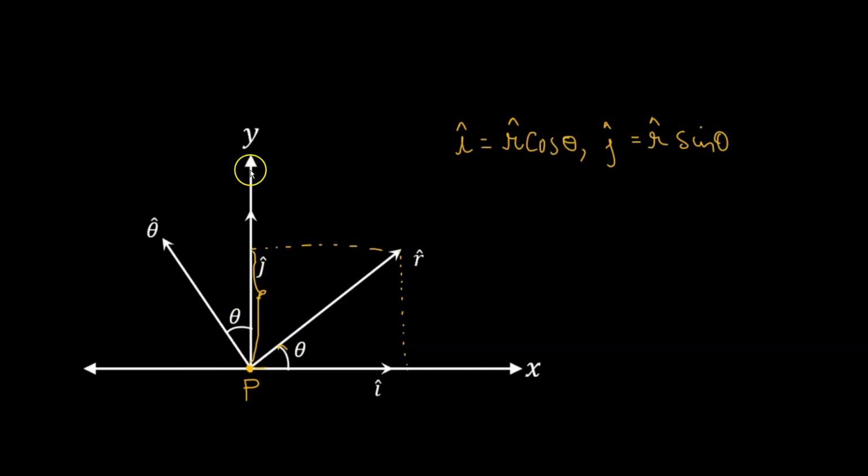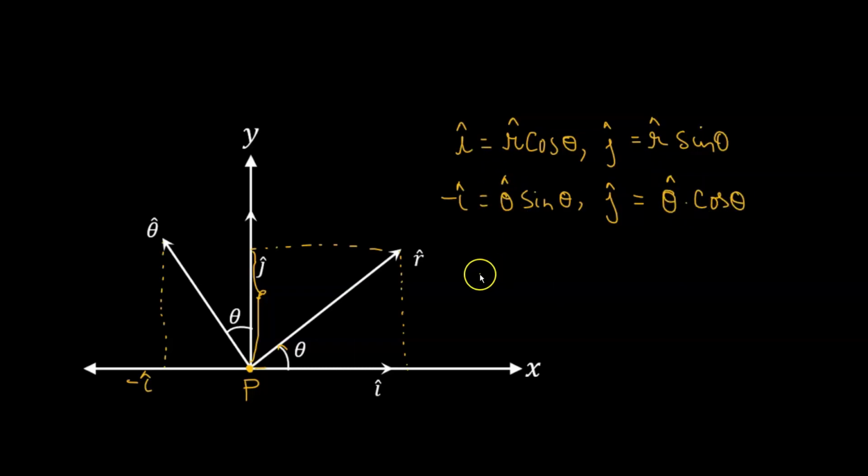Next we consider j cap and negative i cap, and we are going to consider the vector theta cap, which makes an angle of theta with j cap. Then we ask the question, how much of theta cap is present along negative i cap. So that means negative i cap will be equal to theta cap times sine theta, and how much of theta cap is present along j cap direction. So that will be j cap equal to theta cap times cosine theta.